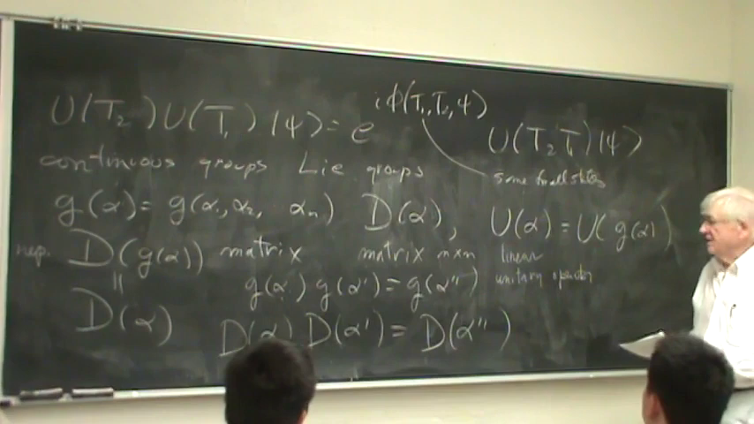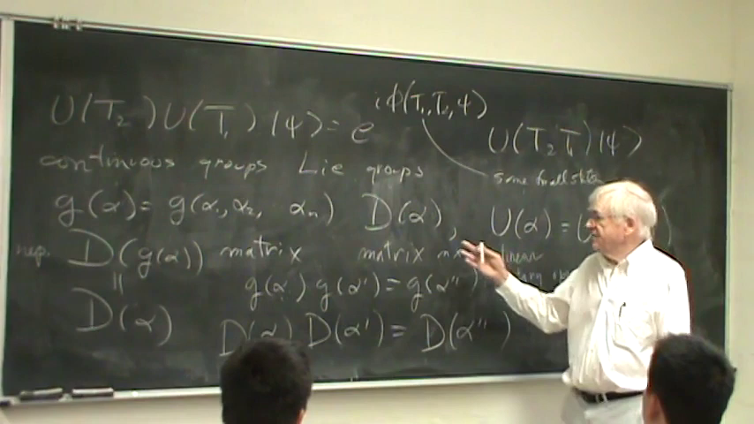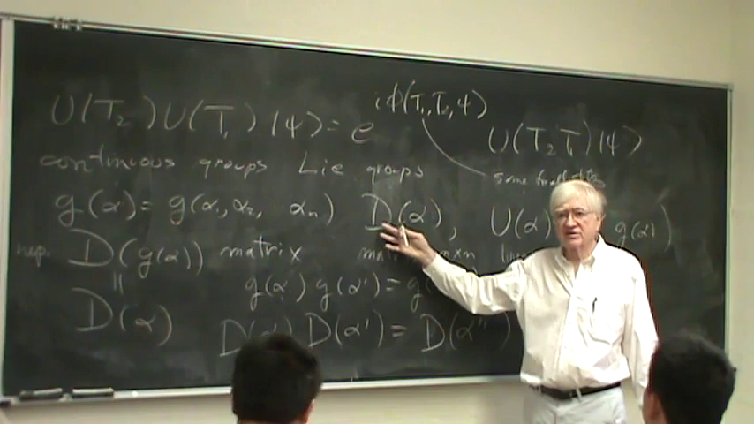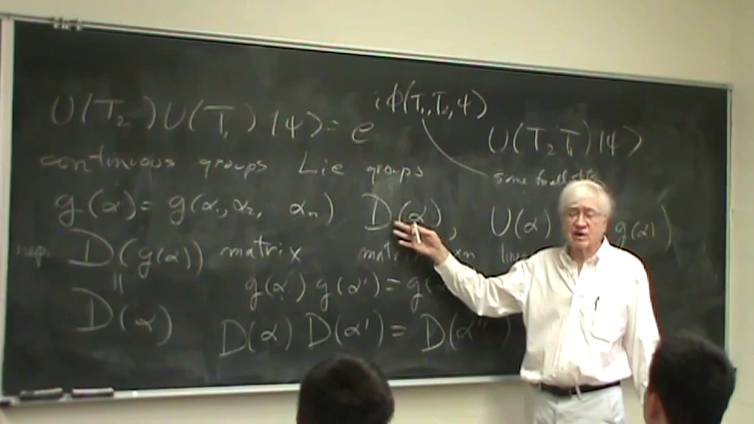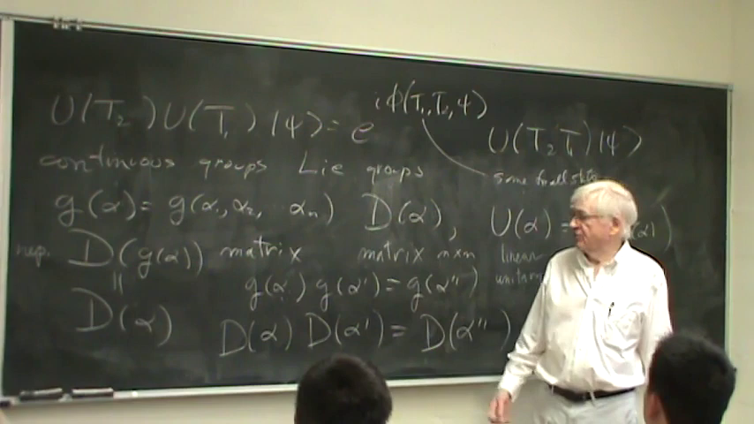And these are often unitary. They're unitary for compact groups, non-unitary for non-compact groups. So for rotations, the matrices are unitary. For translations, the matrices are unitary. For Lorentz transformations, which can be either rotations or boosts, rotations are unitary and boosts are non-unitary.